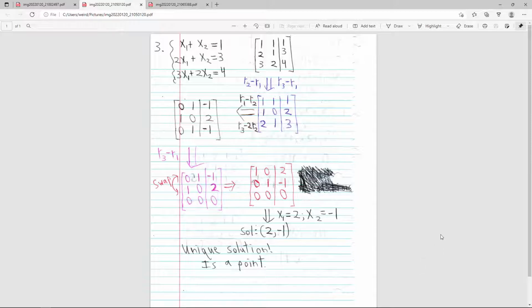So I think this is a good one to look at like that. There are cases where you can have a row of zeros, but you still have an exact solution. In general, usually you'd have infinite solutions, but we don't here. We have x1 equals 2 and x2 equals negative 1, because it's 1, 0, 2, so x1 equals 2, and 0, 1, negative 1, so x2 equals negative 1. There are only 2 variables. It's a unique solution, and it's a point solution.